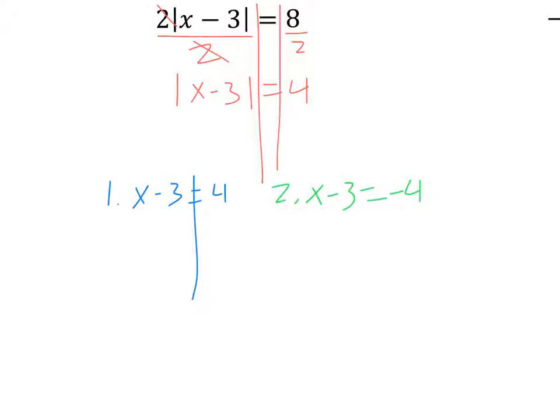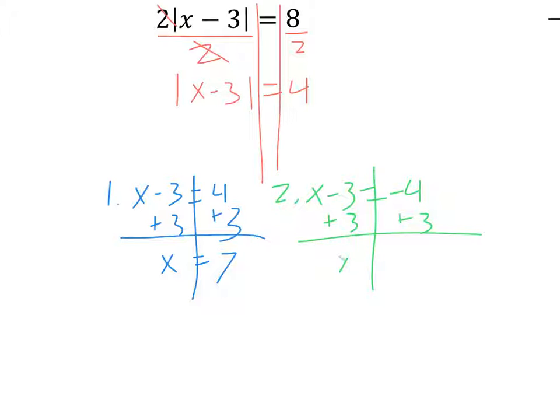Here we have x minus 3 equals 4, so we want to add 3 to both sides to isolate the variable. That gives us x is equal to 7. Okay, and then in this second one, we want to also add 3 to both sides to isolate the x, and we get x is equal to negative 4 plus 3, which is negative 1. So in this case, our answer is that x is equal to 7 and negative 1. That's kind of a bad bracket, but there we go.